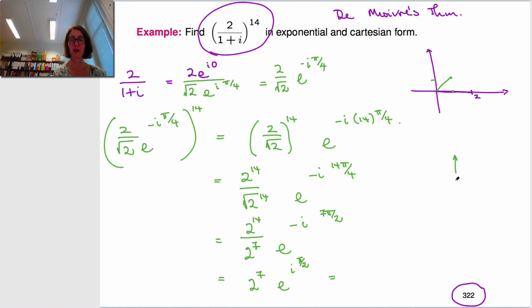So if I think about what this looks like, 2^7 is 128. And if I go around pi on 2, then I'm just on the imaginary axis, so this part of the complex number is just i. So the answer is 128i. And that's it.